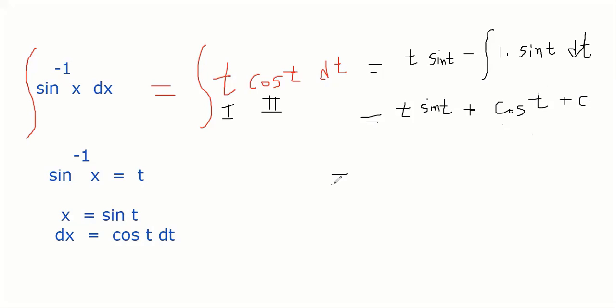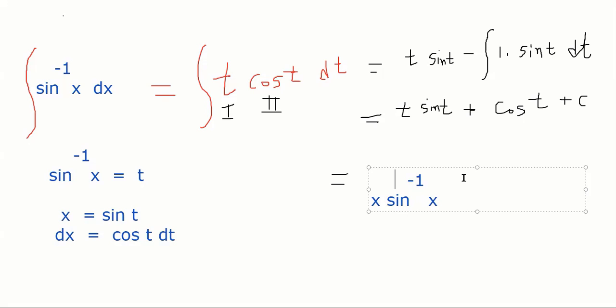That's it. Now you can substitute t sin t, where t is sin inverse x. So t into sin t, and sin t is x, so I can write x here. That is t sin t.